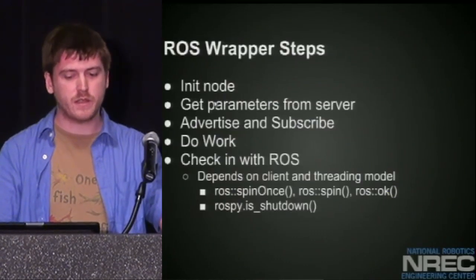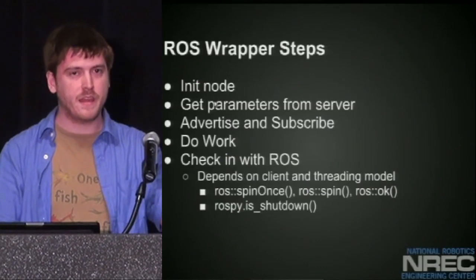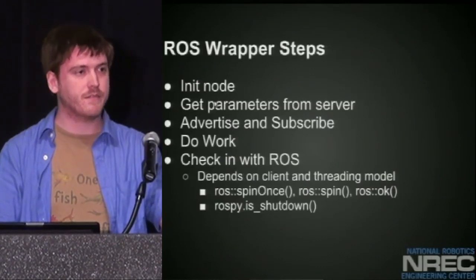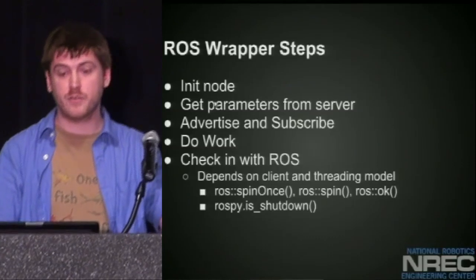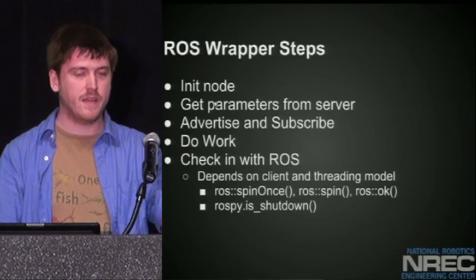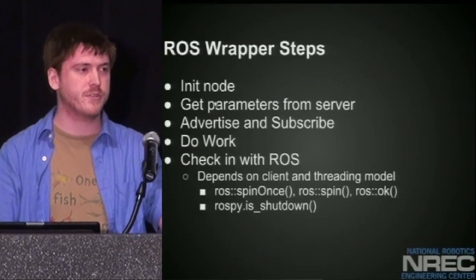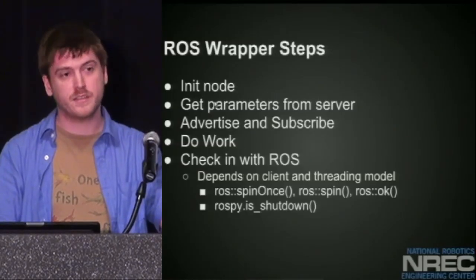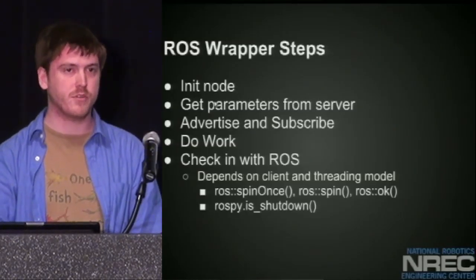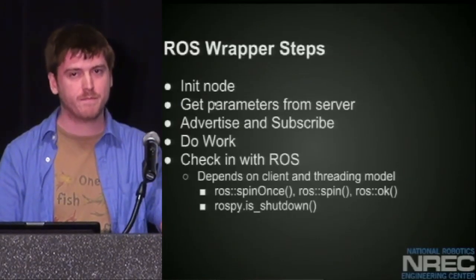This is just a quick overview of the steps that you should take when you write your ROS wrapper. First, init your node, which means talk to ROS, and initialize your library. Then grab your parameters from the server and any configurations that you need to set your library how you want it. Then advertise, subscribe, do your work, and make sure that you occasionally check in with ROS, which depends on the client and threading model you chose. But as we talked about in yesterday's keynote, ROS doesn't really force a program structure on you, so you're free to use whatever you feel most comfortable with.